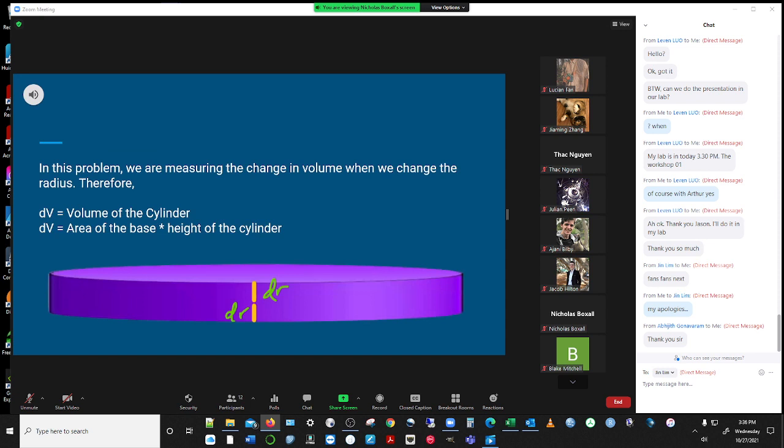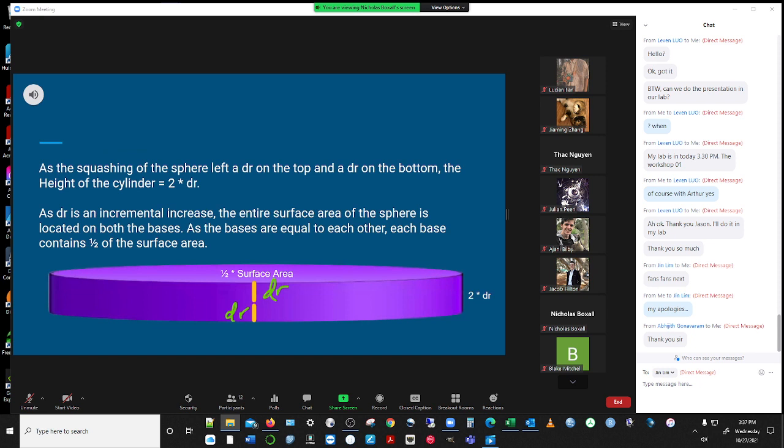We want to measure the change in volume when adding dr, so we will bring out the volume of a cylinder formula, which is the area of the base of the cylinder times its height. The height of the cylinder is given by 2 times dr, as there was a dr on the top and on the bottom of the original sphere we had. And because we squashed the sphere, the total surface area of the sphere is located on the two bases of the cylinder. This means that the area of one of the bases is half times the surface area. While some of the sphere is located in the height, it's only the infinitesimally small dr, and therefore it is not included in our calculation.